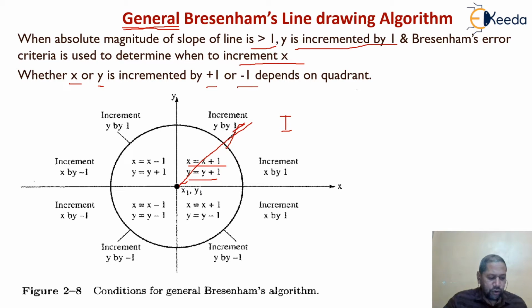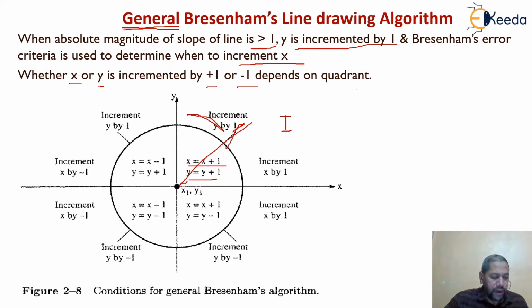In my diagonal value, you can find that if my line is somewhere here at this part, X is always incremented, correct? X is always incremented, and Y depends upon the error term. If I'm drawing the line somewhere here, at this side, what will happen? Y is always incremented by 1, and whether to increment X or not depends upon the error term.